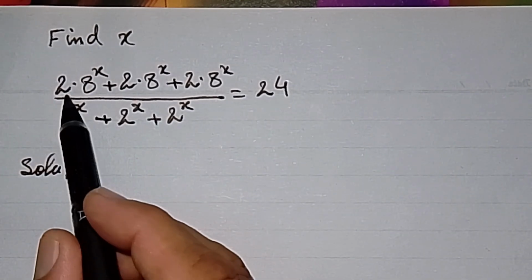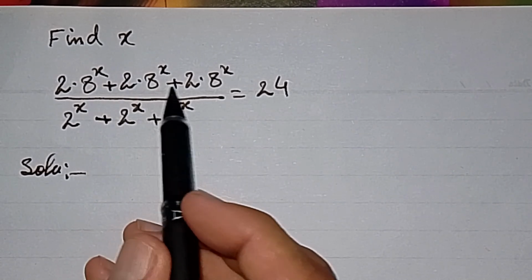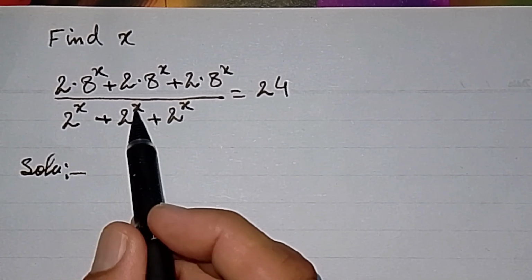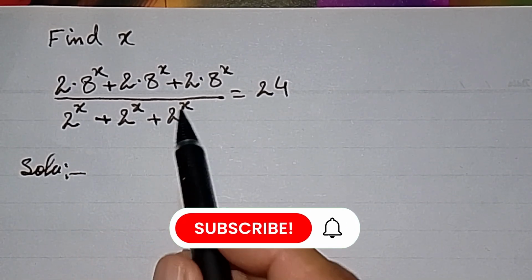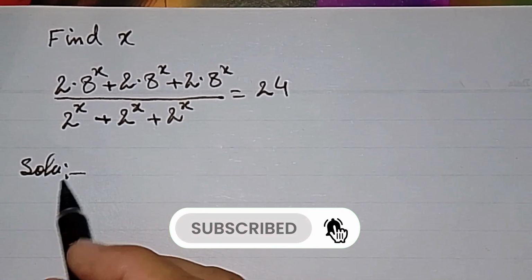Find x. 2 into 8 raised to the power x plus 2 into 8 raised to the power x plus 2 into 8 raised to the power x over 2 raised to the power x plus 2 raised to the power x plus 2 raised to the power x is equal to 24. Now the solution.